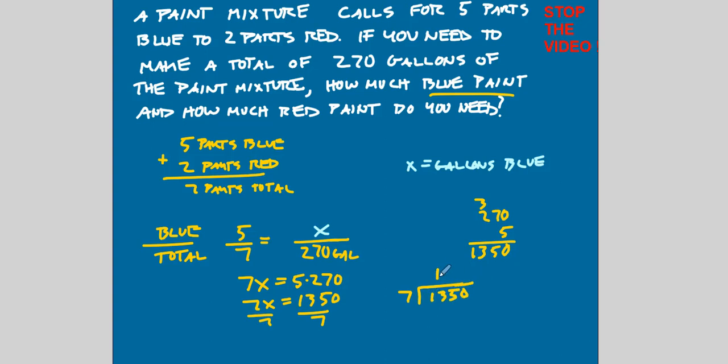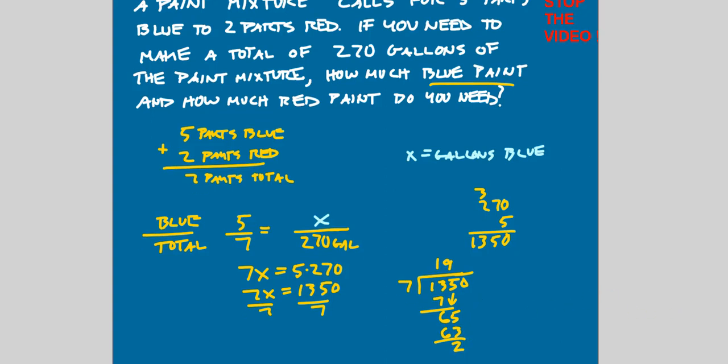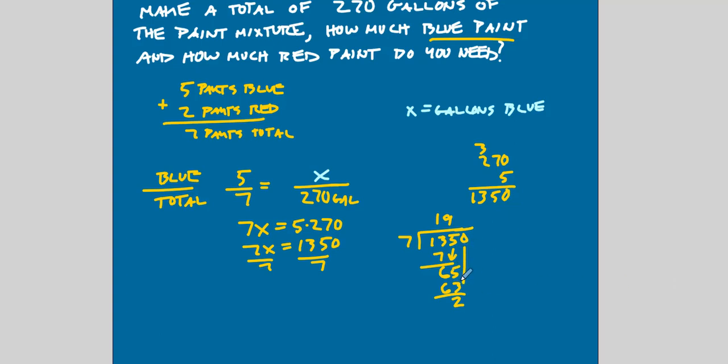7 goes into 13 once. 1 times 7 is 7. Subtract that, 6. Bring down the 5. 7 goes into 65 9 times. 9 times 7 is 63. Subtract, 2. Bring down the 0. So right here, you put a decimal point after that 1350 and move it straight up. So 7 goes into 20 twice. 2 times 7 is 14.